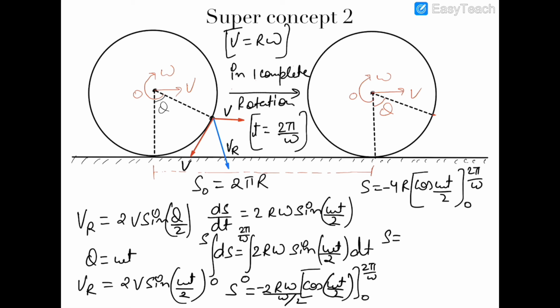So s is equal to minus 4r, and this is minus 1, cos pi is minus 1, and minus cos 0 is minus 1. So s is equal to 8r. So irrespective of this angle theta, any point which is lying on the circumference of this circular body or ring would be moving by a distance of 8r in one complete rotation of this ring.